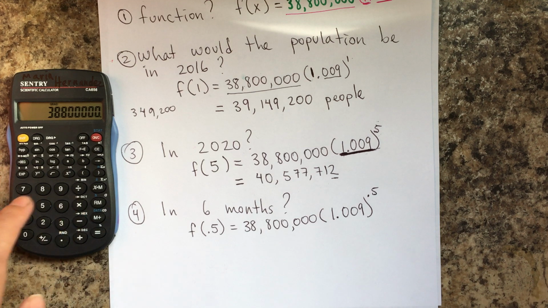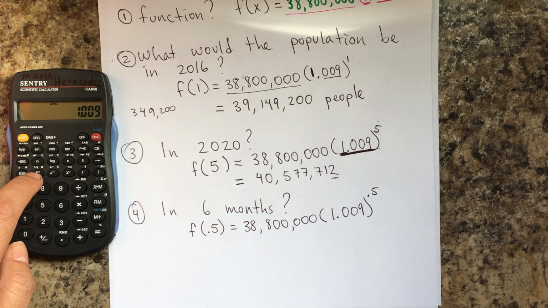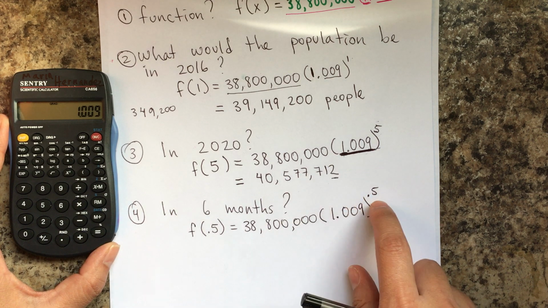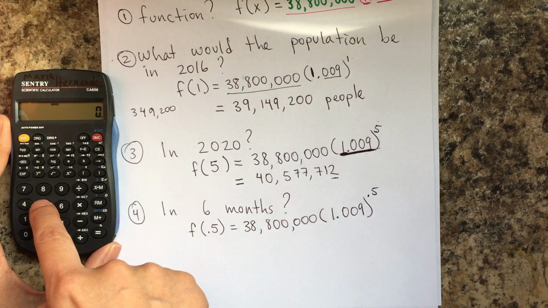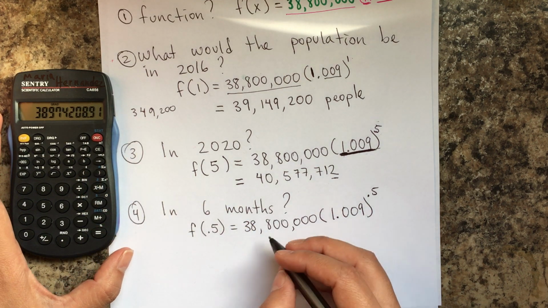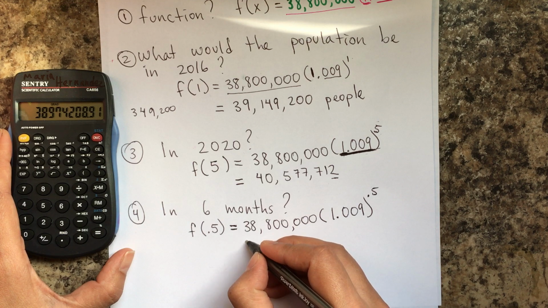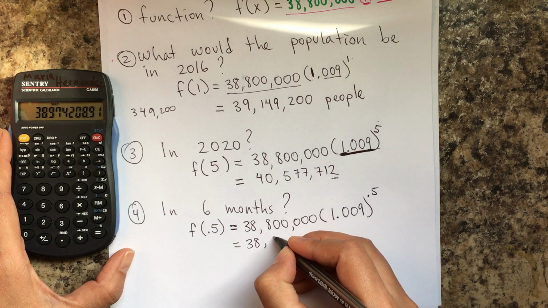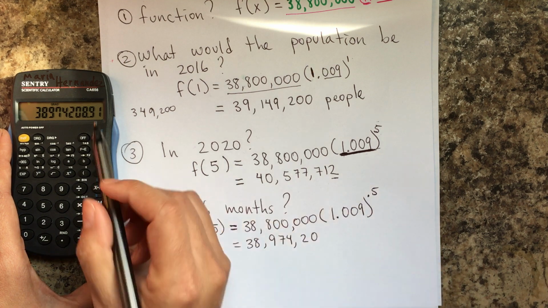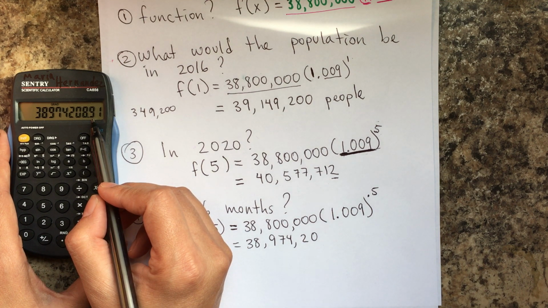38,800,000 times 1.009 to the power of, and in here you have to be very careful because some people forget to put 0.5, just like it is. First the point and then the 5. Make sure that's what is in there, 0.5, and then equals. And so that means that 6 months later, after they took count of the people in 2015, the population was 38,974,200.